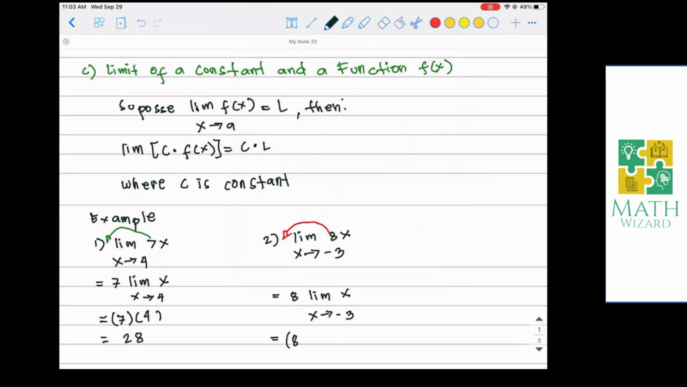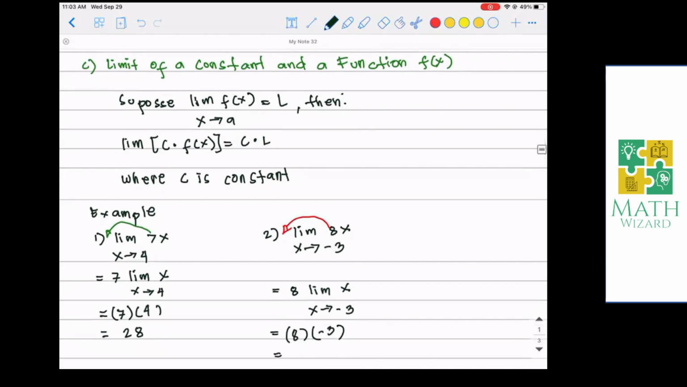Okay, copy lang natin si 8. Solving for the limit of x as x approaches to negative 3, ang magiging sagot po natin ay kung saan nag-a-approach si x, which is negative 3. And then multiplying them together, this becomes 8 times 3 is 24. So that would be negative 24.